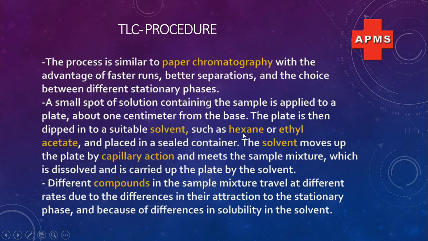The solvents such as hexane or ethyl acetate. These hexane and ethyl acetate are both non-polar organic solvents, and the plate is placed in a sealed container, because generally in the TLC process organic compound mixture separation takes place. So generally we use organic solvents or an organic solvent mixture as the mobile phase.